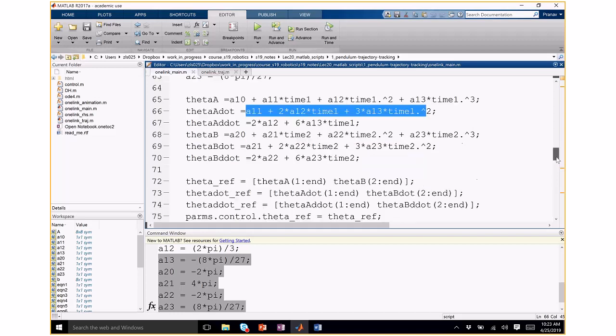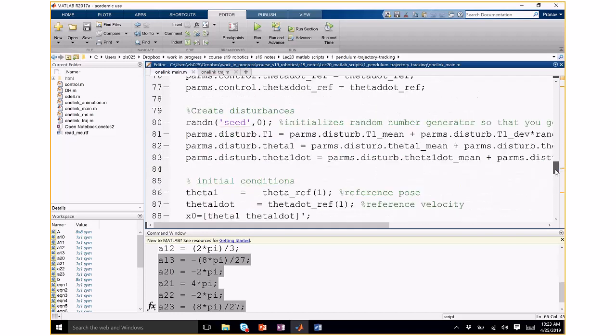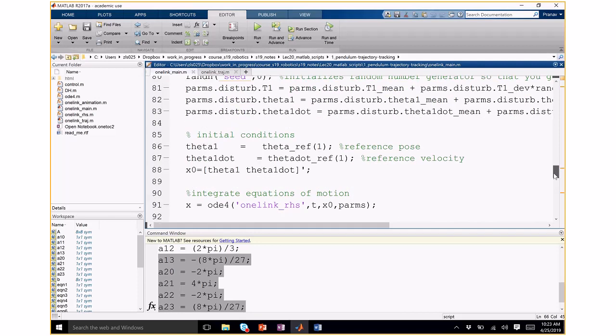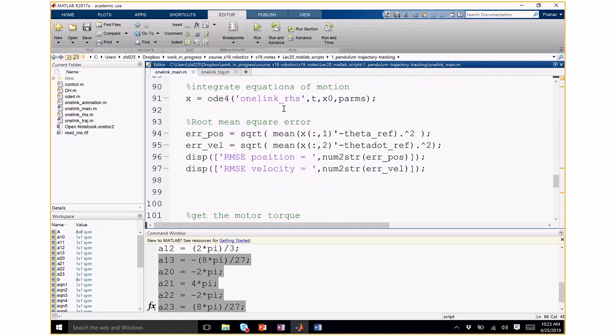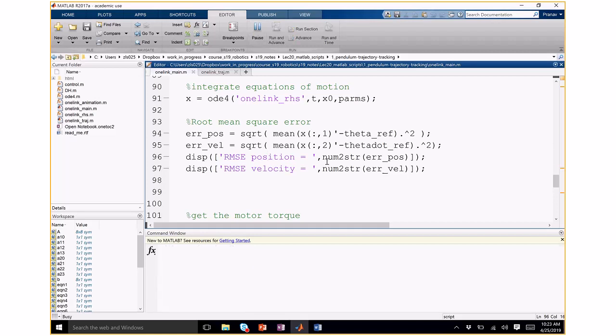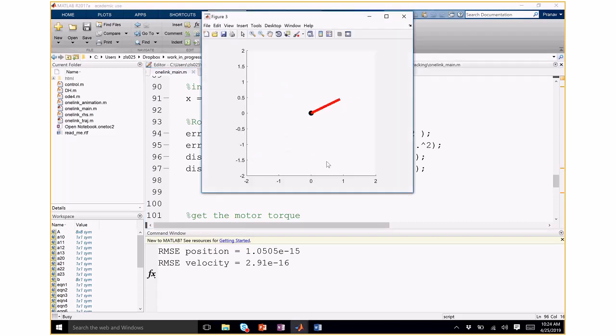That is fed into. There are a bunch of other things which are not used, but you could play with them, disturbance and so on. I'm skipping those, but they are basically fed into one link code RHS, which basically is the equations of a single link pendulum. So let's run this. Okay, it goes up and down.